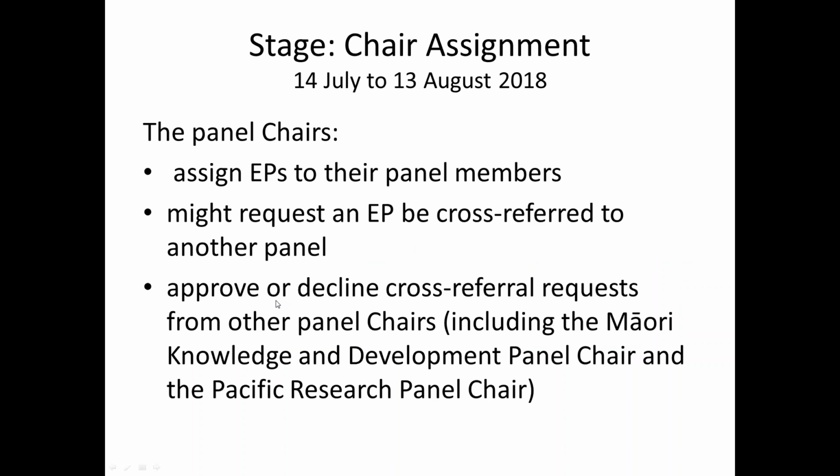The chair assessment phase is the 14th of July to the 13th of August next year. This is the stage at which the panel chairs assign the EPs. So the system's got all its data in it. You have done your job and you can sit back and relax. The system's got the staff data details and the EPs. Now the chairs come in and they assign these EPs to the panel members.